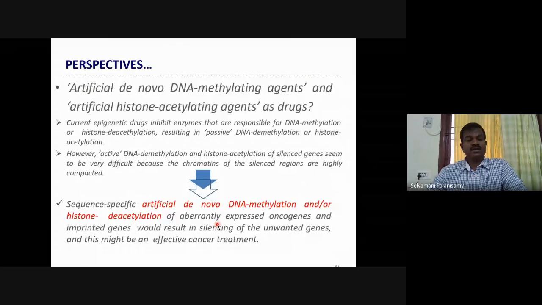And the other option is that we could develop artificial de novo DNA methylating agents. De novo means what we all know develops during our pregnancy, our embryonic development stage. Similar to that, DNA methylating agents could be artificially developed so that they may be highly specific and highly useful to prevent the oncogenes. They could silence the unwanted genes, and it may be a very effective anti-cancer therapy. So, artificial de novo methylating agents.